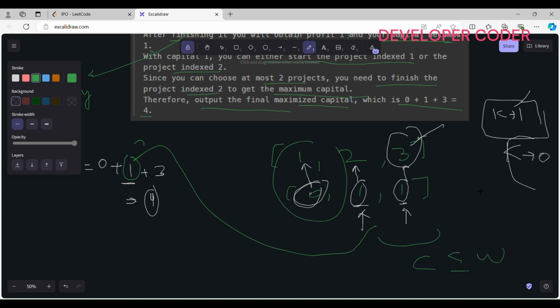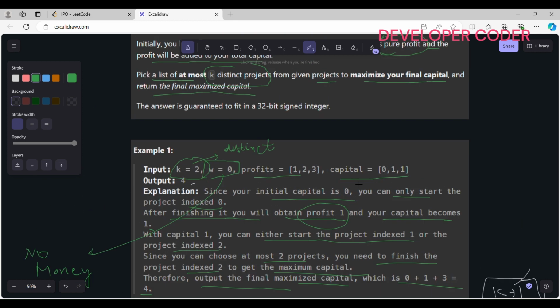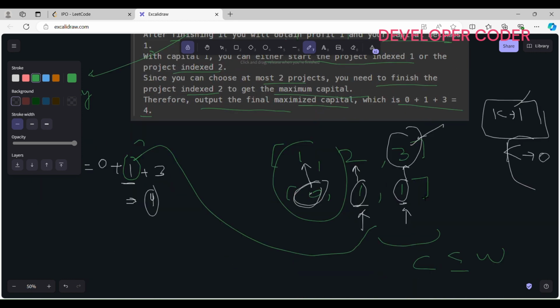Here I am just going to add the profits. After 0 I have added 1, and it's not like I have used 1 here, so it will become 0 and my output will be 3. No, because here I am talking about the pure profits. This is the concept of pure profits. If I have gained something, I have to just add that into my capital 1, and here I can pick these two. So after this I have added 3. So 0 plus 1 plus 3 is equal to 4.